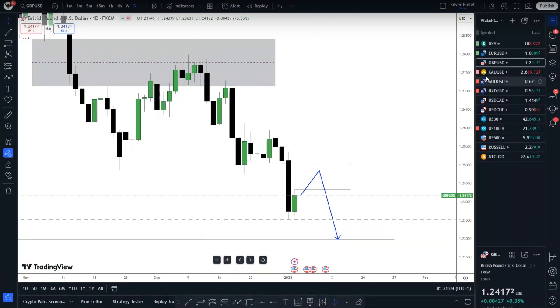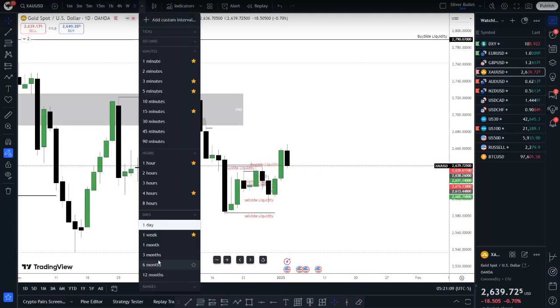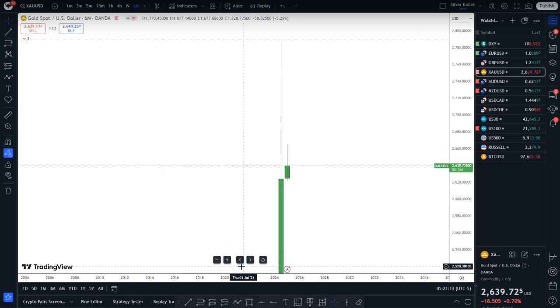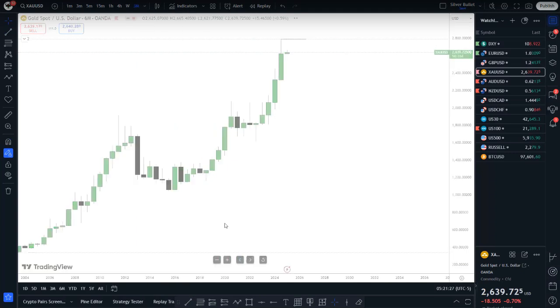Let's look at gold. I'm going to remove all of this here. On the 6 months, we push above the high and close above it. We are bullish, expecting higher prices. It seems like we'd like to see an all-time high here, 6 months. Okay, let's look at gold.